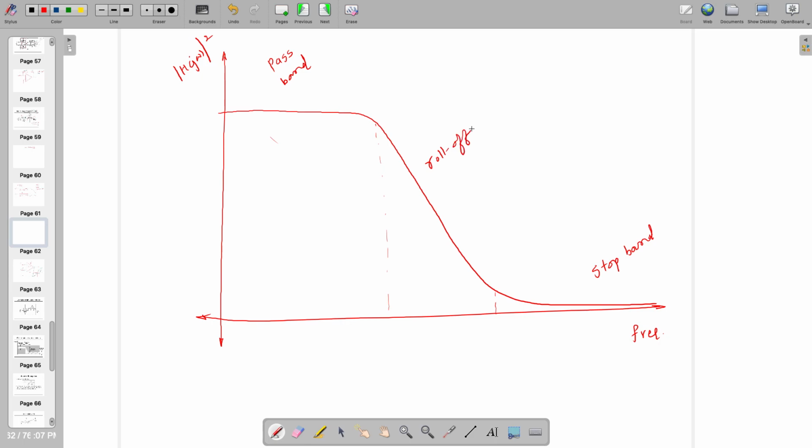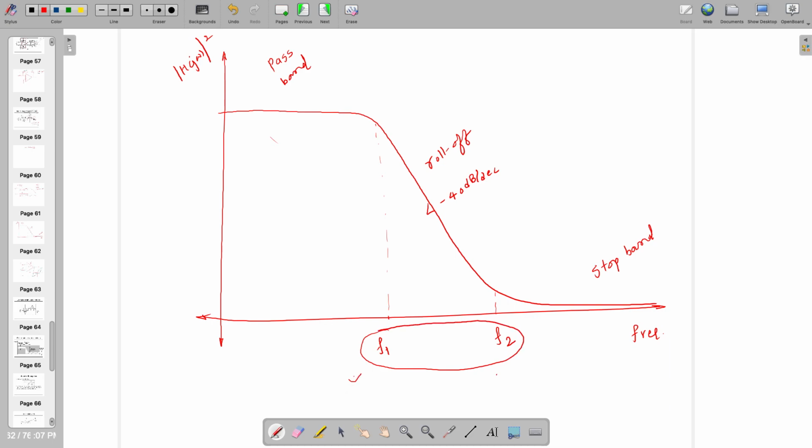right? So roll off depends on the order of the system. If this is -40 dB per decade, you have to take second order. If it is -60 dB per decade, you have to take third order, right? And there are two frequencies. One is F1 and second is F2. F1 is the frequency after which the passband is getting over and the roll off starts. Similarly, F2 is the stop band frequency from where the stop band starts. So you have roll off between F1 and F2.